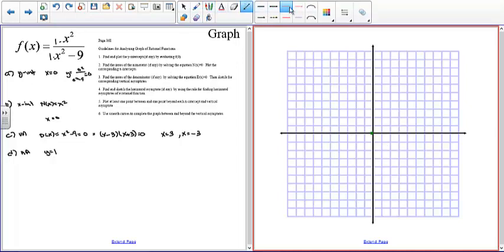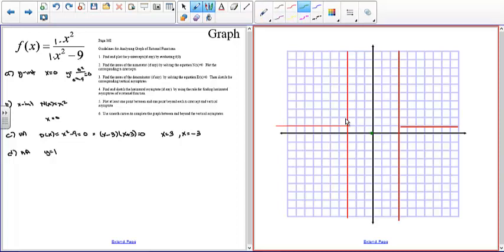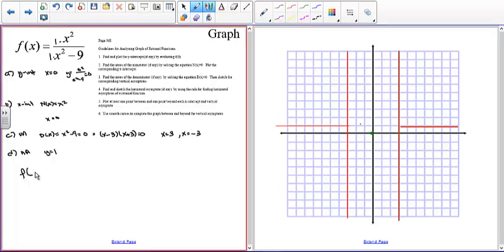So we have two vertical asymptotes. One at x equals -3, one at x equals +3, and we have a horizontal asymptote at 1. Okay, now we could evaluate the function f of -2, f of positive 2, which would give us points right here.